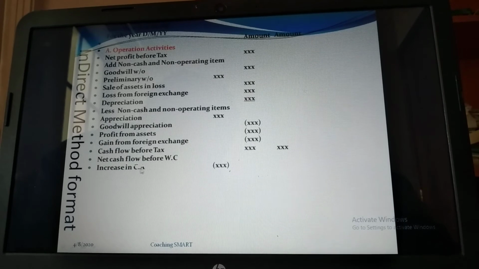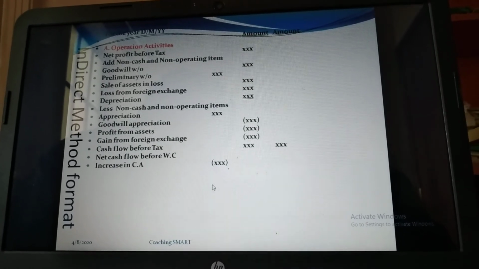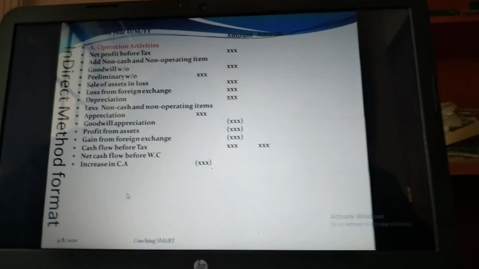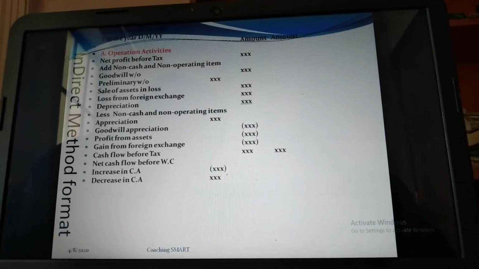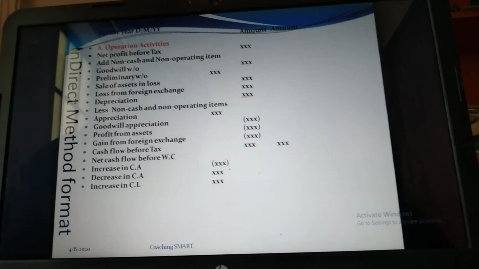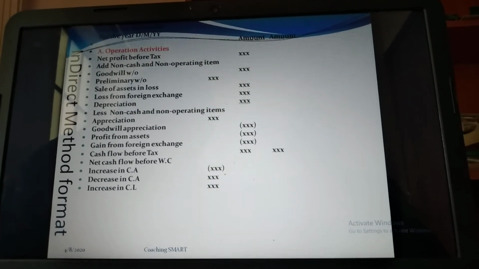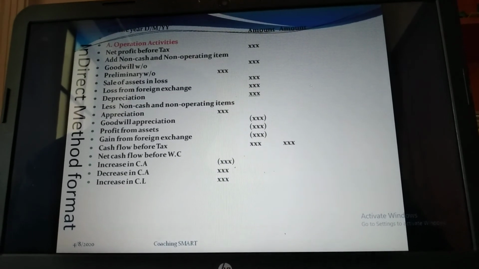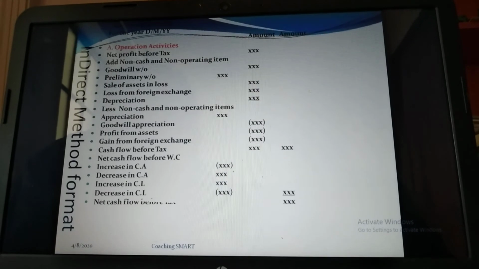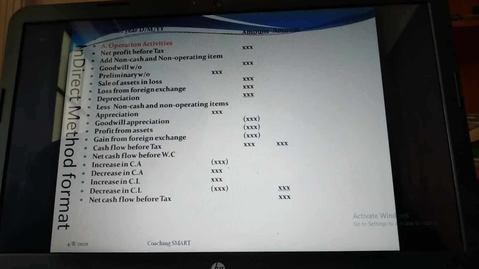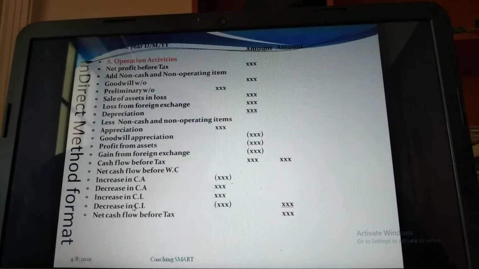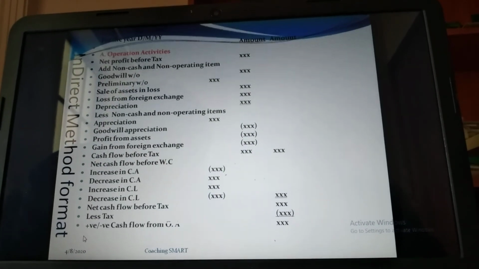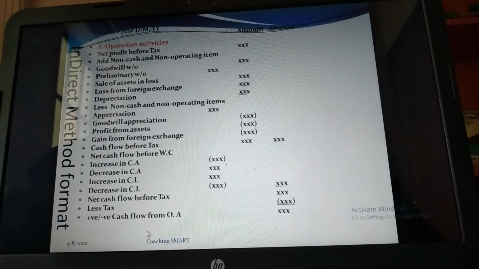So working capital: increase in current assets, you less, it's an outflow. Decrease in current assets, it's an inflow. Increase in current liabilities, it's an inflow. Decrease in current liabilities, it's an outflow. Now what you get is net cash flow before tax. Now when you less the tax, you get positive or negative cash flow from operation activities.